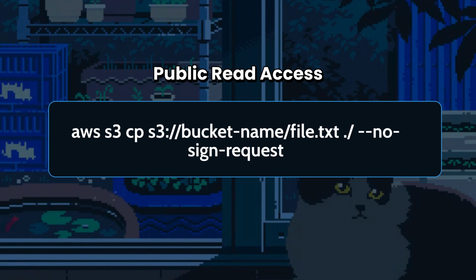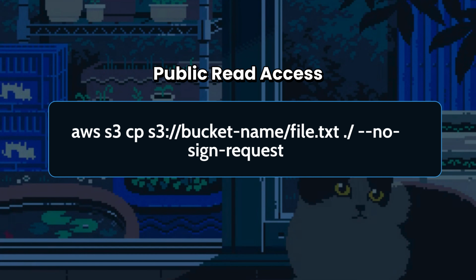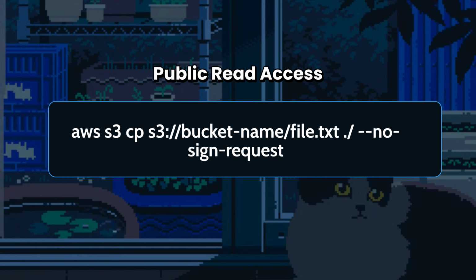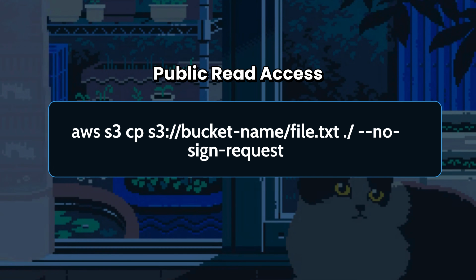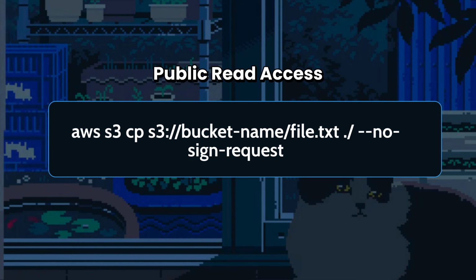So if directory listing is enabled, second thing you can check is if you can download a particular file. So in this command, you can see file.txt is the file that you're trying to download. So you have to check that out. And if you can download it, then again, this is another misconfiguration.